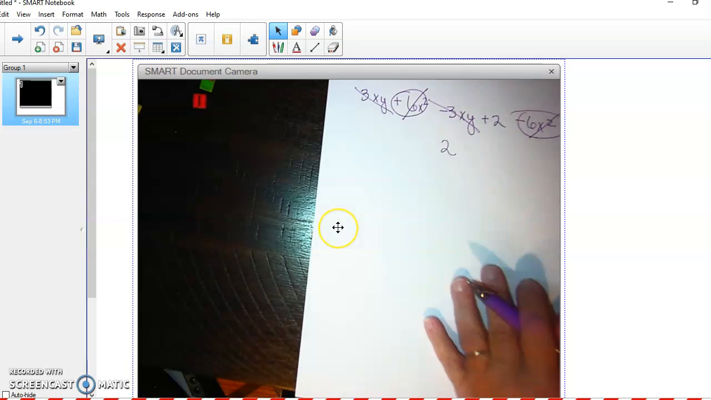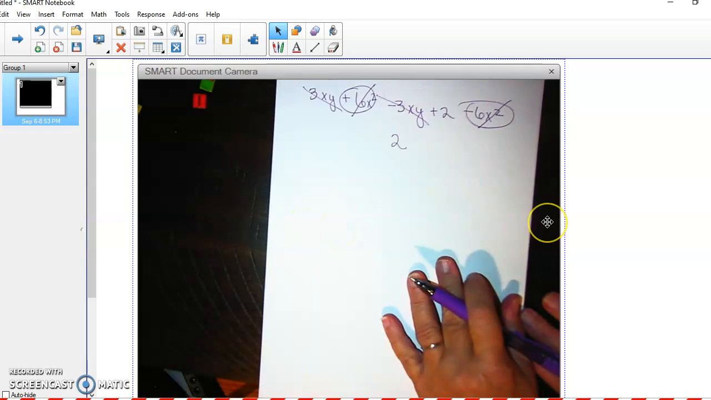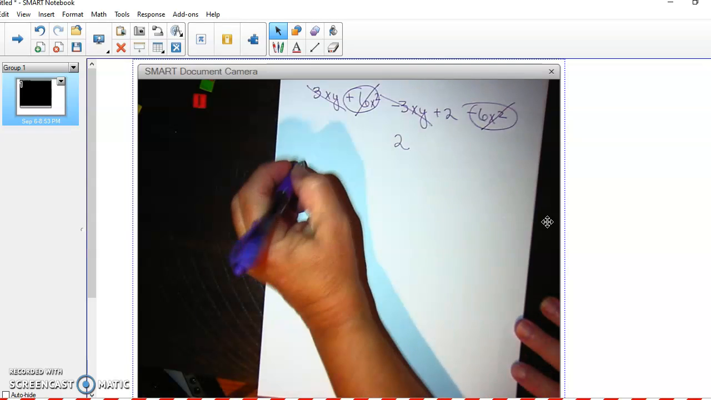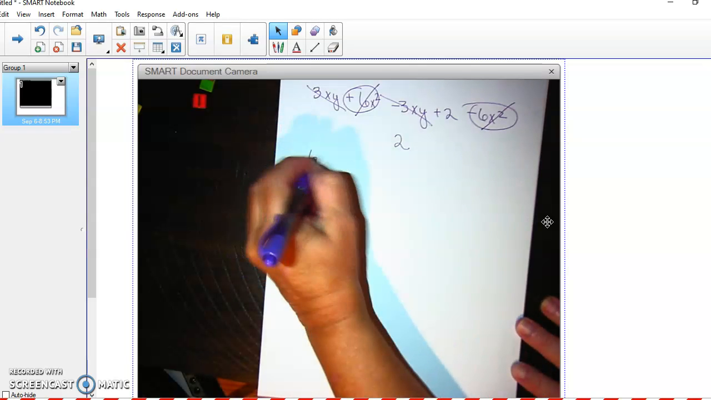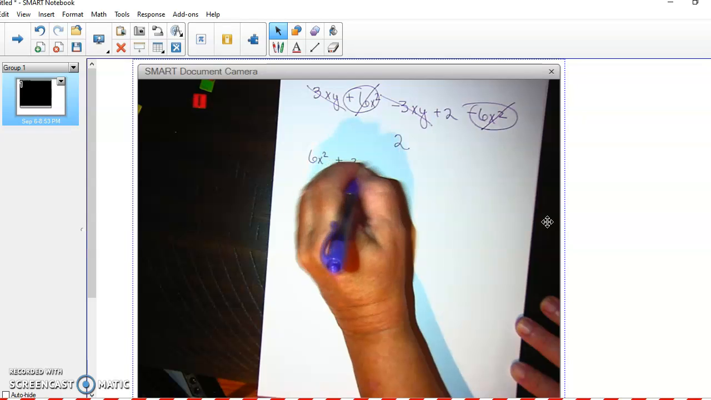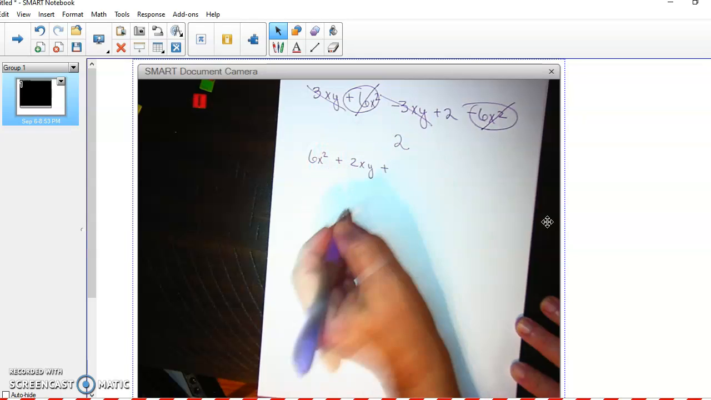Alright. Last one. I'll let you try it, and I'll give you a few minutes. 6x squared plus 2xy plus.